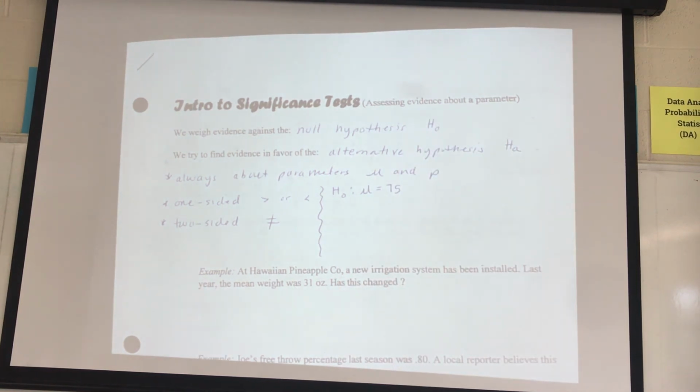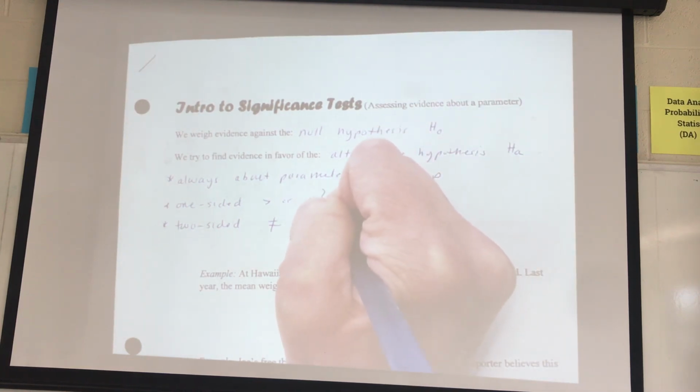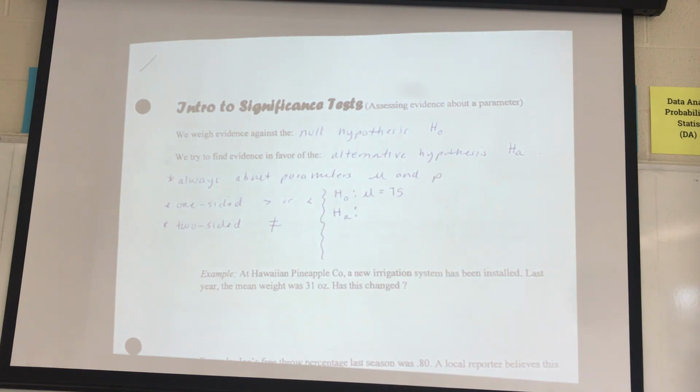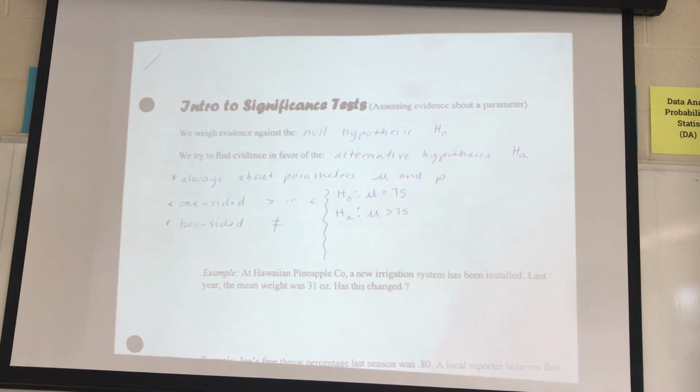So, null hypothesis, H sub 0, is that the mean, that's our mu for mean, is 75. H sub A is the alternative hypothesis. He thinks the mean is getting bigger than 75, so his alternative hypothesis will be that mu is greater than 75.